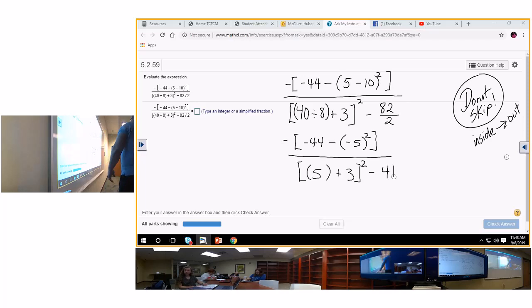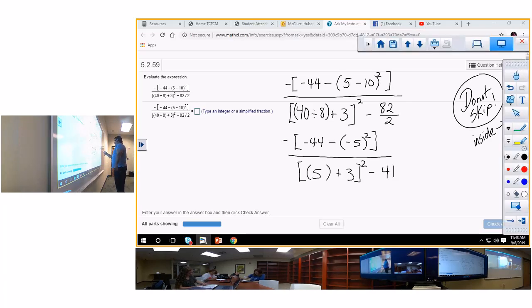41, y'all should be able to do that in your head. 2 will go into 8 4 times. 2 will go into 2 1 time. Y'all should be able to do that. Okay. So let's take this and move it up.